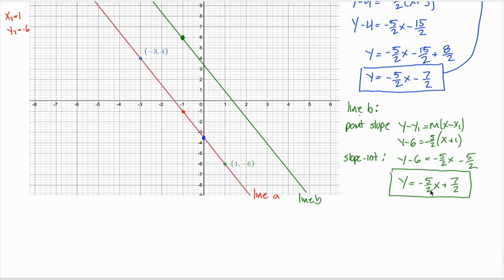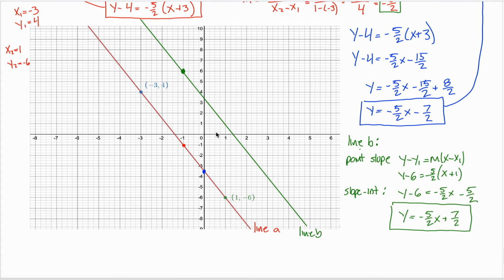It should have a slope of negative 5 halves and a y-intercept of 7 halves. Let's see, 7 halves, that's like 3.5. Oh yeah, there it is. There's that y-intercept. And from this point, I want to go down 5 units. 1, 2, 3, 4, 5. Each time I go to the right 2 units, I guess this would be another point on my line. And sure enough, it does line up. Line B is parallel to line A.